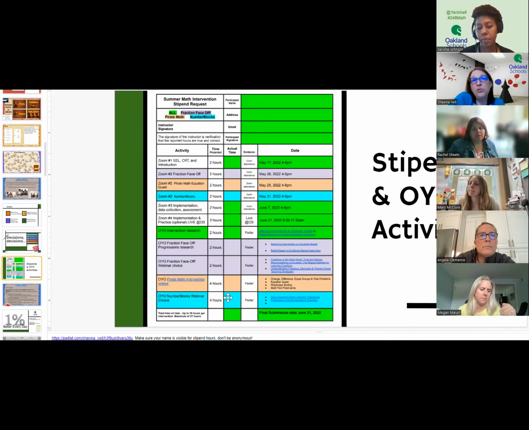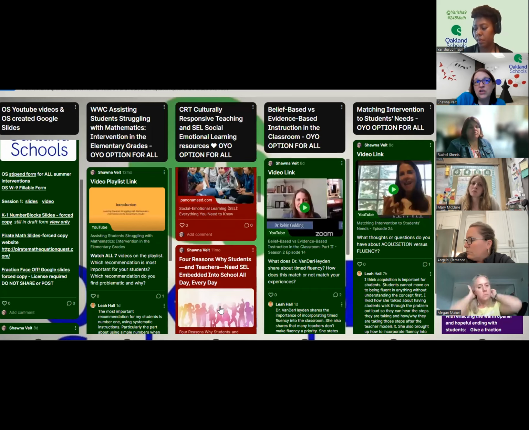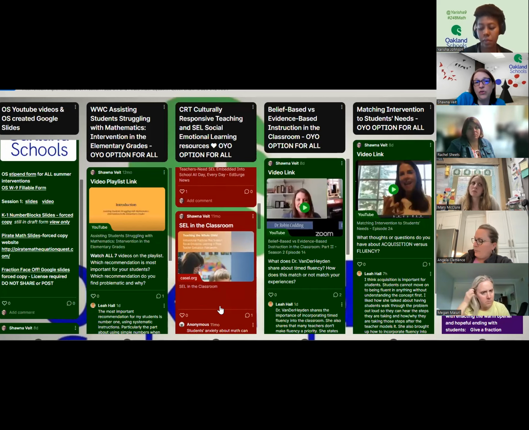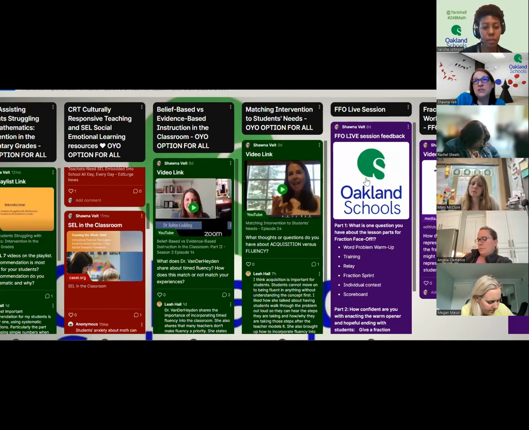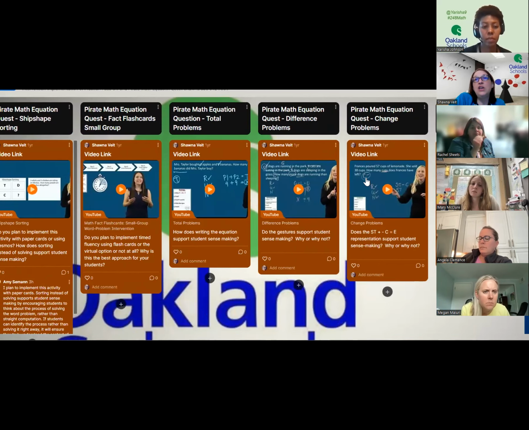If you're looking at more global interventions, then really focus on the green one and the red ones. If you are interested in social emotional learning, that's everything in the red column that Eurisha has curated videos for, that will help you think about those ideas. We have those green columns that are about general interventions, the purple for fraction face-off, and then all of these videos. And know that there are a few more videos on the Pirate Math website that we did not link to the Padlet, but you can go ahead and watch those and just put a comment under any one of these so that you're able to customize it to what you're looking for.